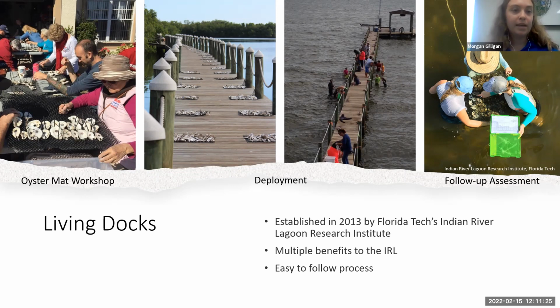The process begins by traveling to communities, giving a community presentation, and also analyzing the dock to make sure it is a good fit. From there, we move on to our oyster mat workshop, where the mats are constructed with the citizen scientists. And then later we move on to the deployment, where the mats are actually wrapped around dock pilings.